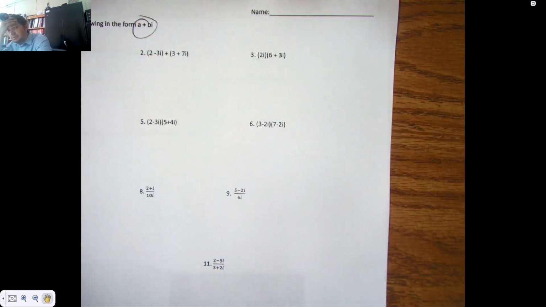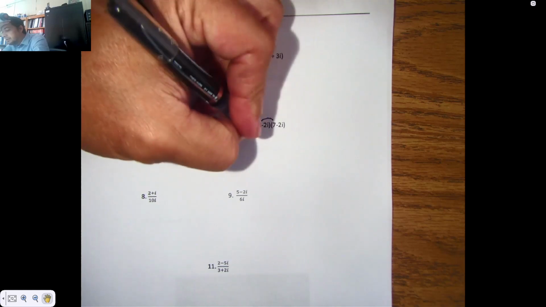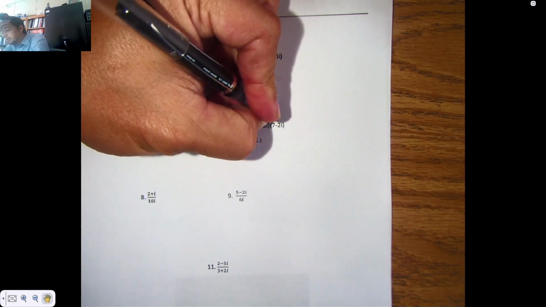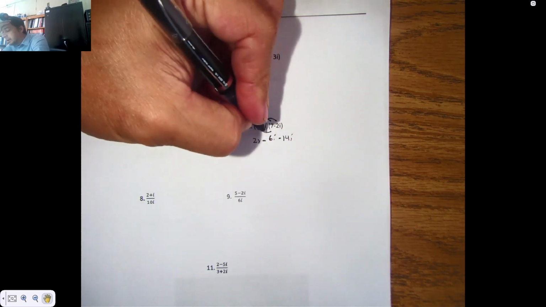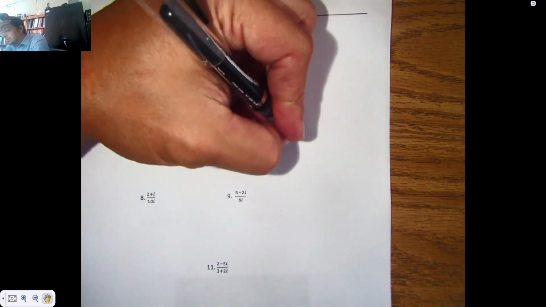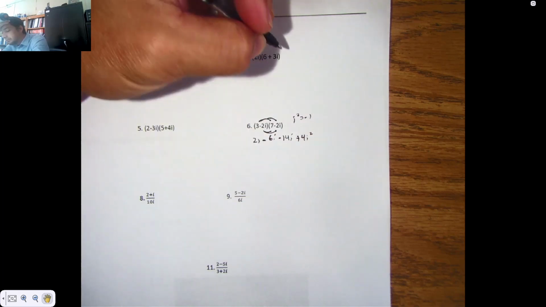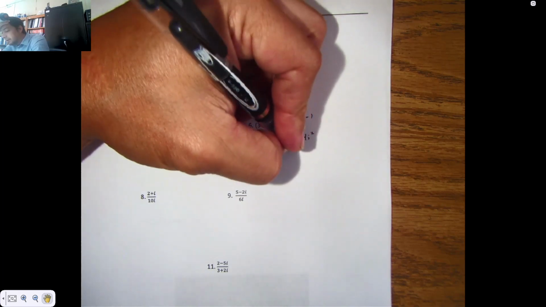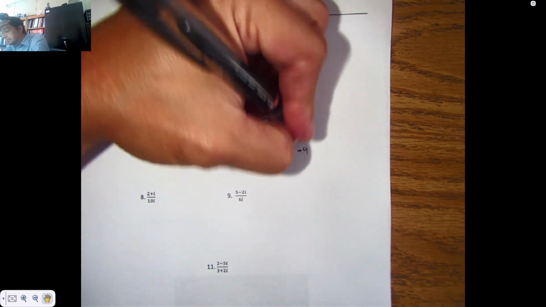All right, number six, we've got something called the double distributive property. 3 times 7 is 21. 3 times a negative 2i is minus 6i. Negative 2i times 7 is minus 14i. And then negative 2i times negative 2i is plus 4i squared. And once again, i squared is negative 1. So I'm going to make this a negative 4, because I could just make that a negative 1.